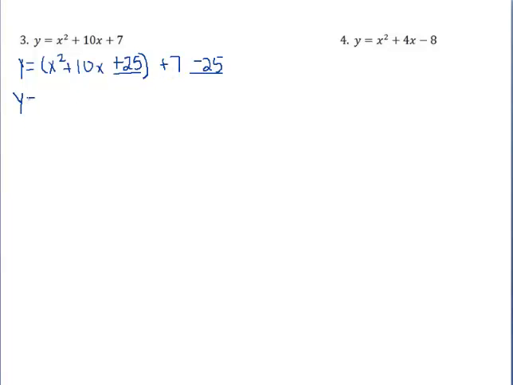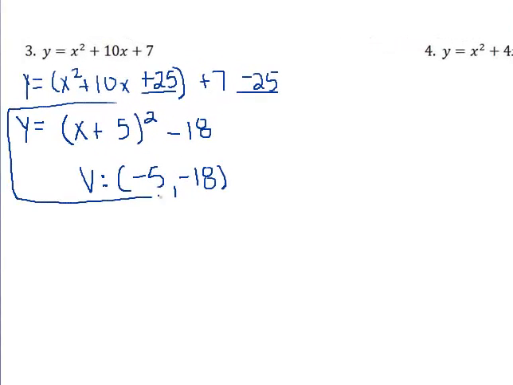Let's simplify this as a binomial squared. So that's going to be x plus whatever half of this middle term was, which was 5, squared, and then now just add these two together. 7 minus 25 is minus 18. So your vertex is -5, -18. Again, don't forget, you can always check this on your calculator to see if you did it correctly. Okay, let's move on to number 4.